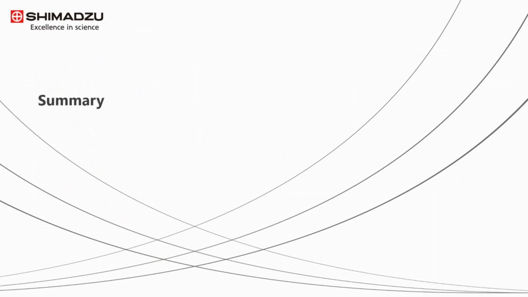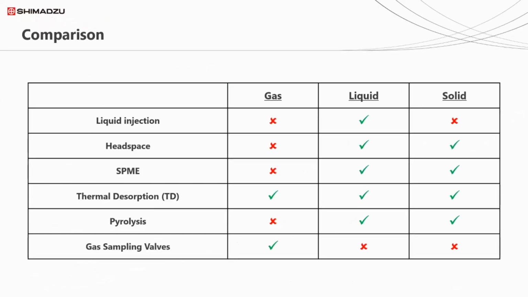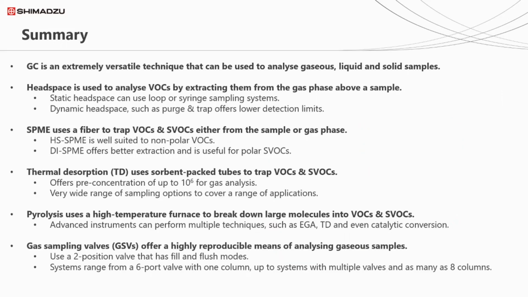So there we go, a rather long whistle-stop tour of some of the many sampling techniques that can be used with gas chromatography. To try and give a visual overview of which analysis technique can be used with which types of samples, here's a table outlining the sampling techniques that are generally appropriate for use with gaseous, liquid and solid samples. Hopefully this has demonstrated just how versatile GC is as an analytical technique. We've covered Headspace, SPME, thermal desorption, pyrolysis and gas sampling valves, and the wide range of applications these techniques can be used for.